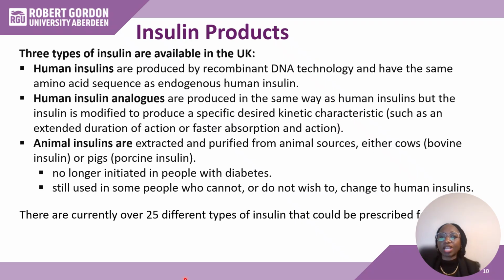For example, faster absorption or longer duration of action. And thirdly, there are the animal-derived insulins extracted from bovine or porcine sources. So bovine will be from cows and porcine will be from pigs. These were widely used historically but are now rarely initiated. They remain available only to patients who cannot tolerate or do not wish to switch to synthetic or analog preparations. Altogether, there are now over 25 different insulin preparations that may be prescribed in the UK.